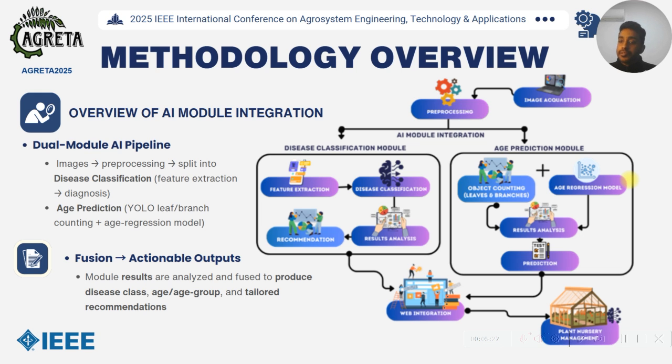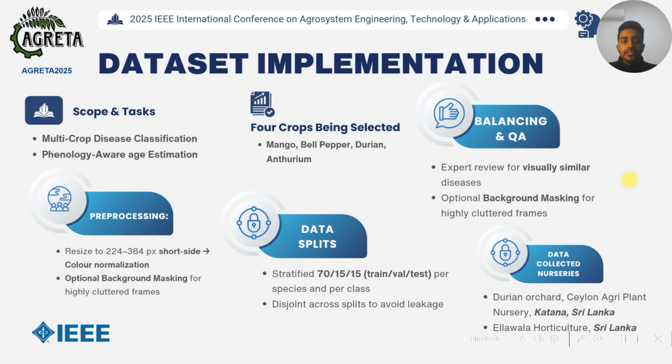First one is for the age prediction module, and also one is for the disease classification module. Both these models work simultaneously together and are integrated into a web application to provide the output itself. So for the scope, we selected 4 crops that are highly in demand.